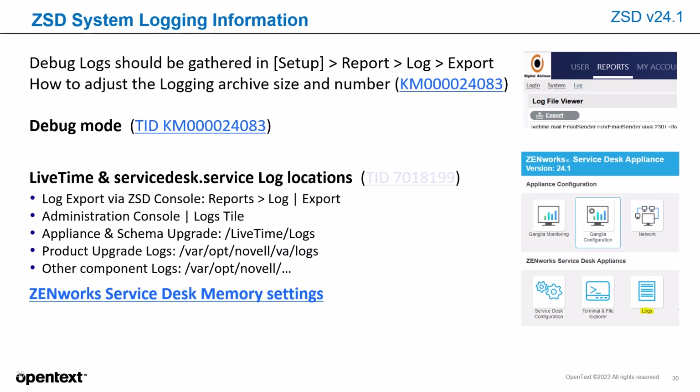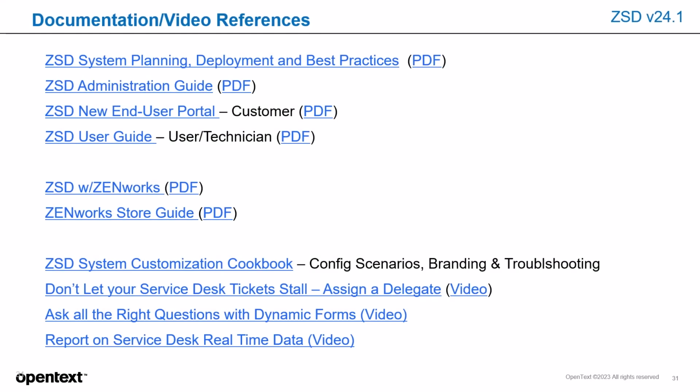The lifetime and service desk service log locations are in TIDs 7018199. And that includes some things like log export button, administration console log style, appliance and schema upgrade is in the lifetime logs, and then product upgrade logs and other component logs are in those various locations. And there's a TID also on service desk memory settings, which was also in the previous slide. And then some video references for system planning, for administration, new end user and user guide, all for 24.1.